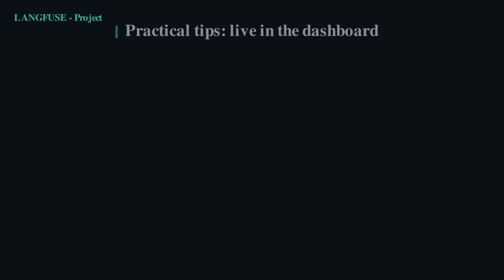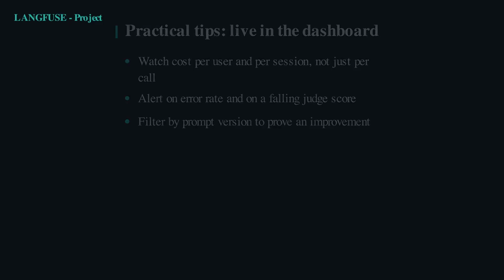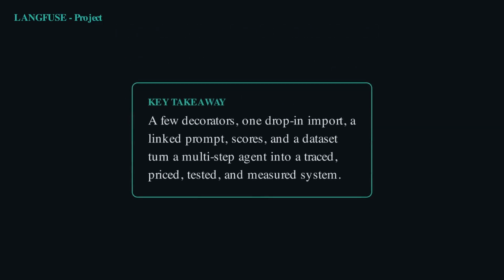Once traces flow, the dashboard is where you live. Cost by user, latency by step, error rate over time. Set alerts on errors and on a dropping judge score, and filter by prompt version to prove a change actually helped. That is a production-ready agent, observable by construction.